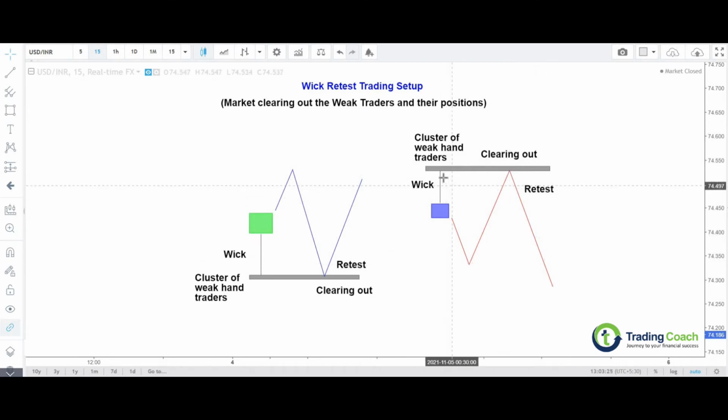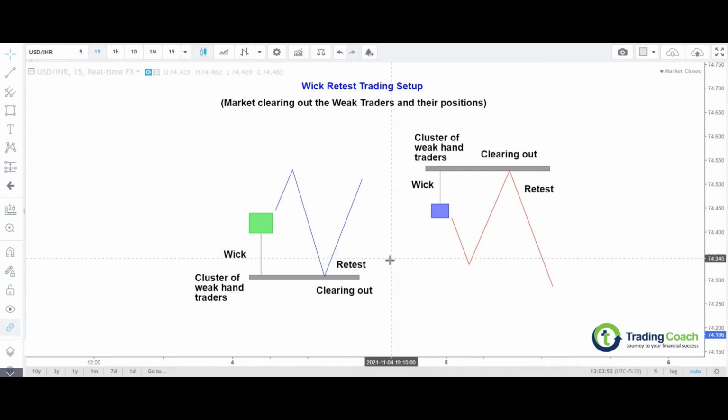The same concept. The wick has a cluster of weak hand traders, possibly short sellers, all these weak sellers who have taken short positions in the market, and the market just comes back to retest this particular wick only to clear out all these weak hand traders. So the prices will clear out all these weak hand traders, give a kind of retest, and then move in the downward direction.